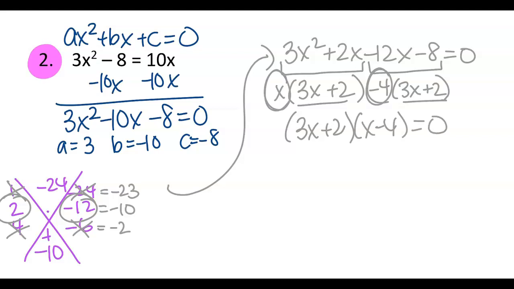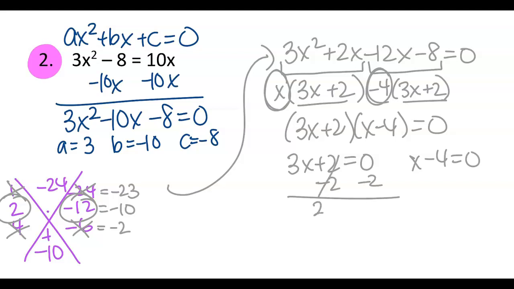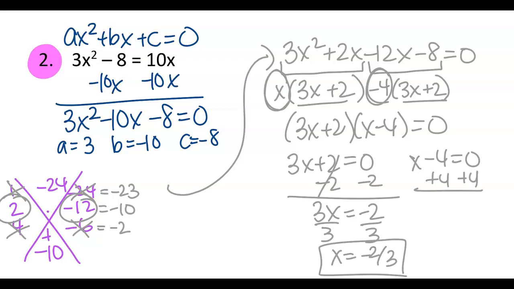You're not done, guys. You have one last step. By the zero product property, we need to take 3x plus 2, set that equal to 0, and x minus 4, set that equal to 0. So we're going to solve. Those are my two solutions.